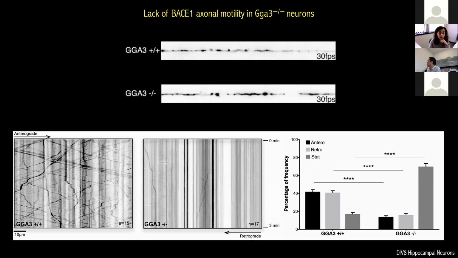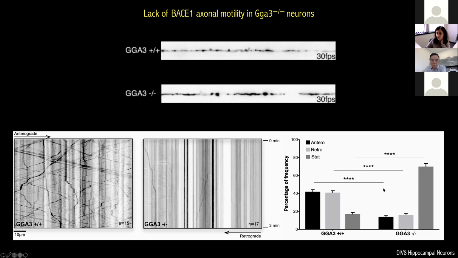Since we knew at this point that 40% of base vesicles are co-transported with Gga3, we asked the question, what's going to happen to the trafficking of base in the axon when Gga3 is not present? And here are two movies. On top, you have a wild-type neuron with base moving along the axon. At the bottom, same condition, same experimental setup, on a knockout neuron. What is evident is that in the knockout neurons, base vesicles cannot move at all along the axon, and it's confirmed by these kymographs and analysis.